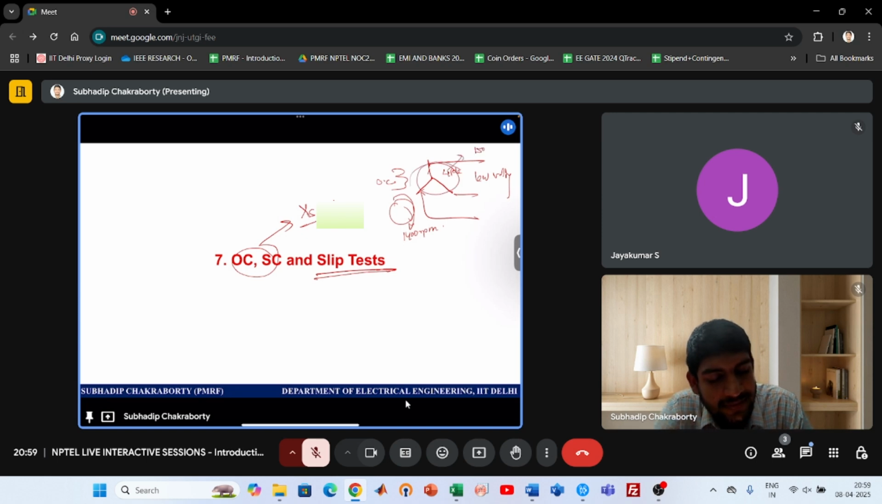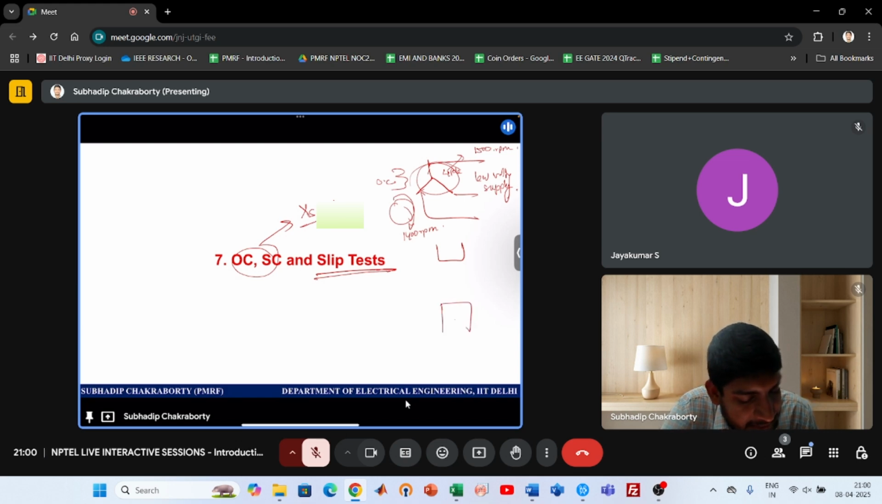Let's say it is a 4-pole machine. So what is the synchronous speed? 1500 RPM. Let's say it is tied to the supply, a low voltage supply; you supply it by a variac or auto transformer. Then what will happen? Since it is 50 Hertz, the rotating magnetic field is rotating at 1500 RPM, but the rotor is rotating at 1400 RPM.